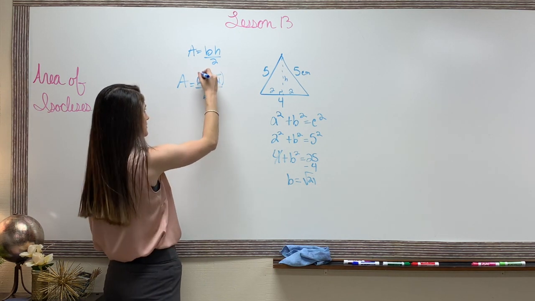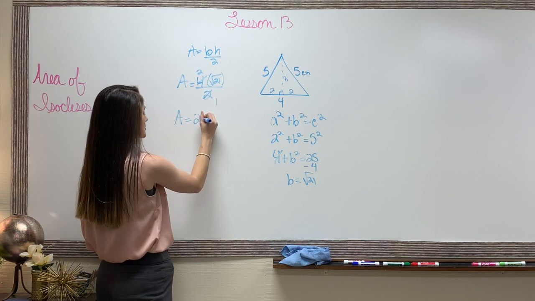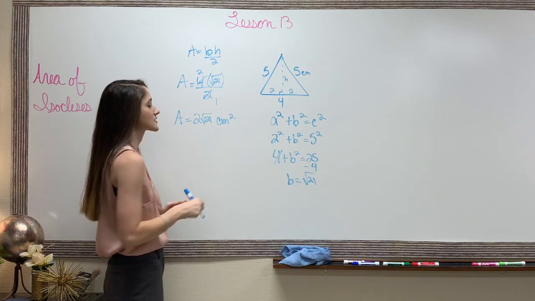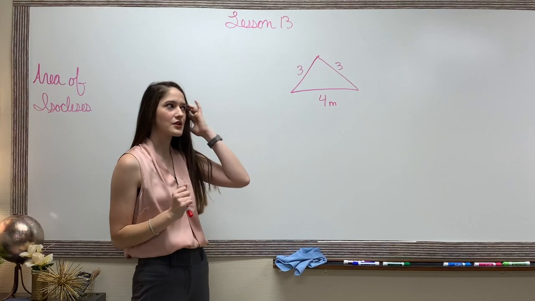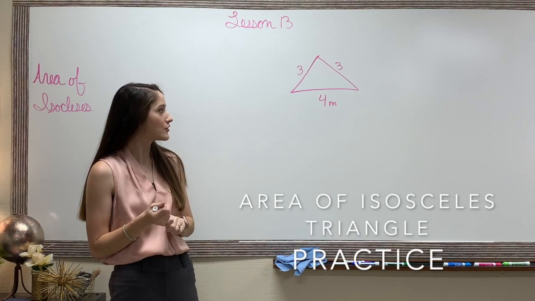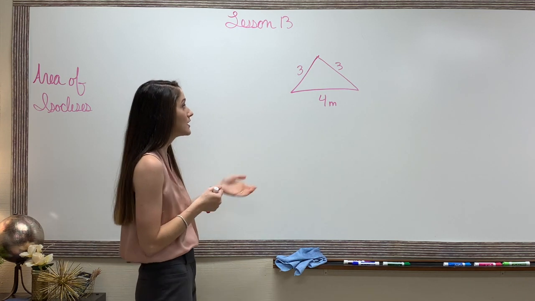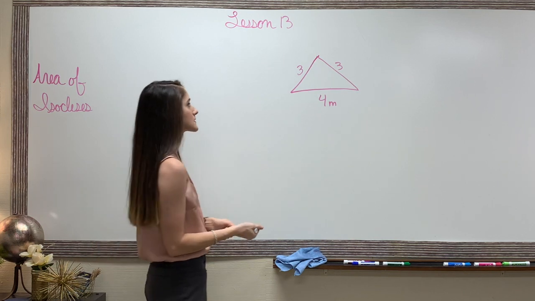So I know that those reduce, this will be a 2, this will be 1. So our area equals 2 square root 21 centimeters squared. And that's it, we just found the area. All right, so let's go again. We have an isosceles triangle with our two congruent sides on top coming to a point. So I'm going to split this in half and make two congruent triangles.